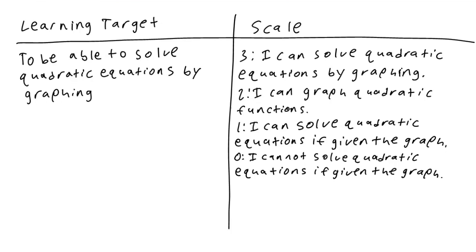Alright, well the learning target for today is to be able to solve quadratic equations by graphing. For the scale, you're a 3 if you can solve quadratic equations by graphing. You're a 2 if you can graph quadratic functions, like we've been doing previously. You're a 1 if you can solve quadratic equations if given the graph, so if you already have the graph to look at, then you can solve it. And 0, you cannot solve quadratic equations if given the graph.